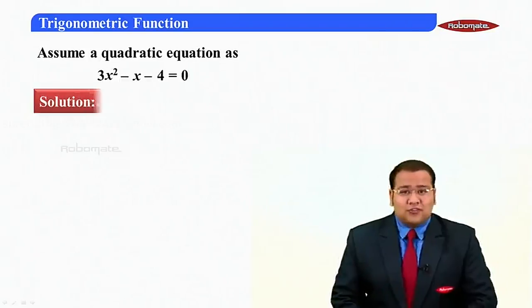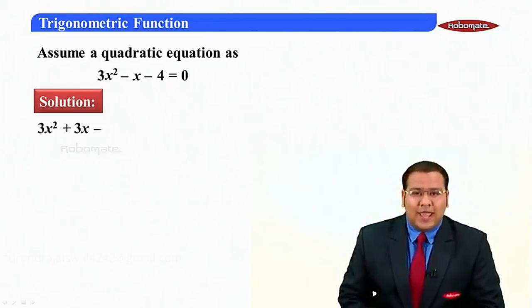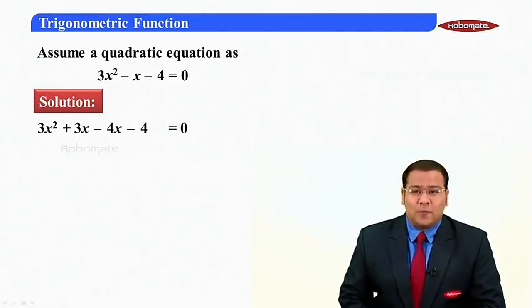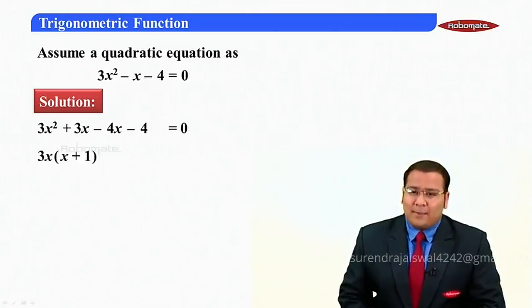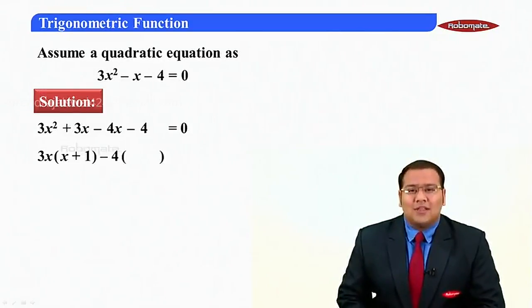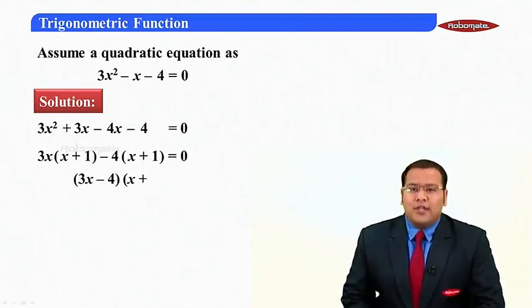So while writing the solution, the equation can be represented as 3x square plus 3x minus 4x minus 4 equal to 0. If you see in the first and second term, the 3x is common, so I would get x plus 1 in the bracket. In the third and fourth term, minus 4 is common, so I would get x plus 1 in this bracket, and this whole equation is equal to 0. So I can say that 3x minus 4 into x plus 1 is equal to 0.